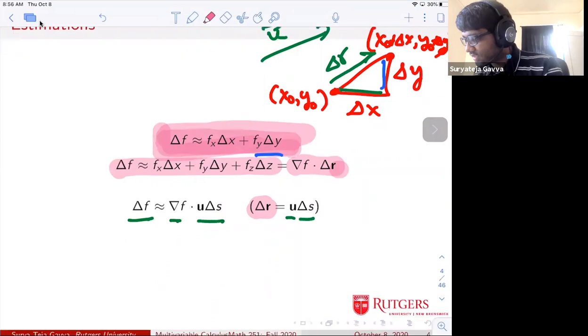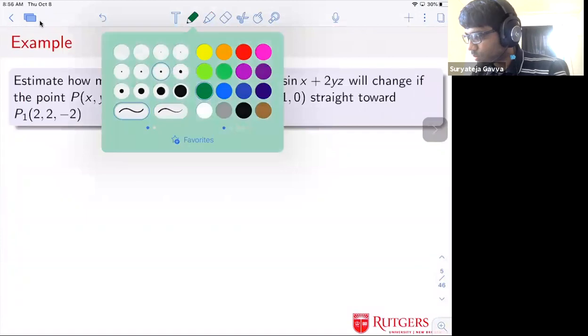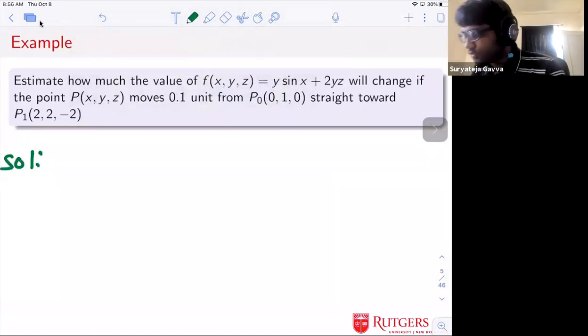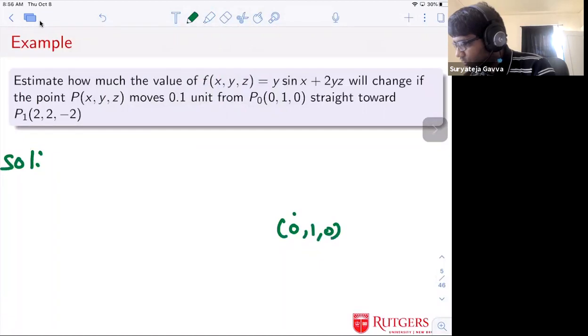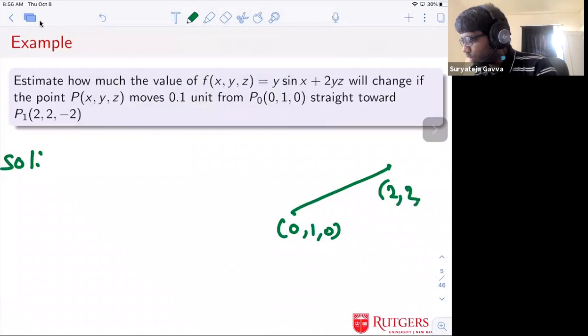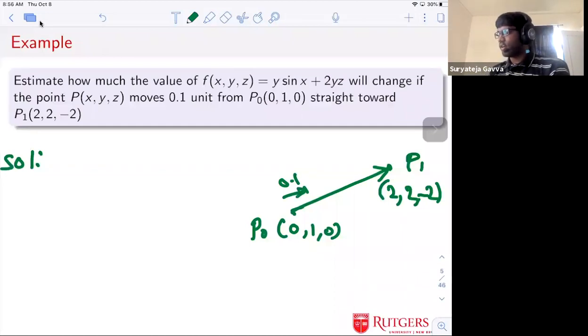Okay, so now let's solve an example. There's this function f of x, y, z, and it's changing. You start at the point 0, 1, 0, and you're moving towards 2, 2, negative 2. This is P0, and you're moving in this direction. You just moved 0.1 units in this direction. So can you tell me how much the function will change?